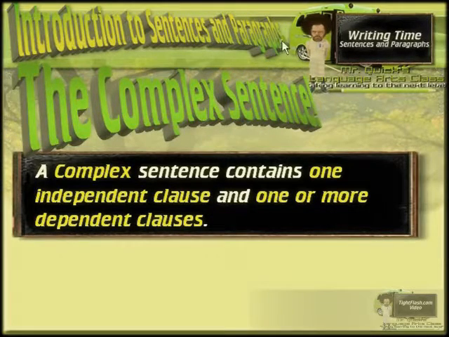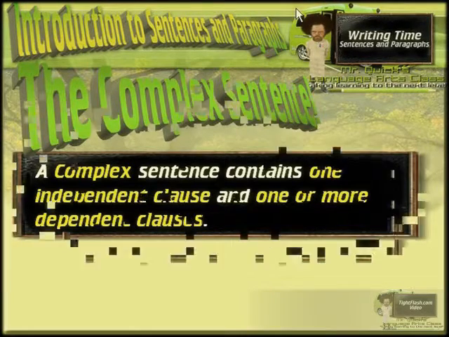So let's look at this closely to see the difference between the independent clauses in the compound sentence and the independent clauses in the complex sentence. So let's take a look at this.